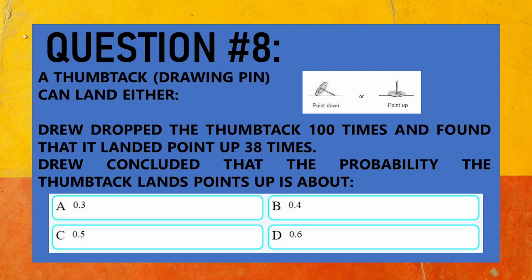Question number 8. A thumbtack or drawing pin can land either point down or point up. Drew dropped the thumbtack 100 times and found that it landed point up 38 times. Drew concluded that the probability the thumbtack lands point up is about letter A, 0.3, letter B, 0.4, letter C, 0.5, or letter D, 0.6.